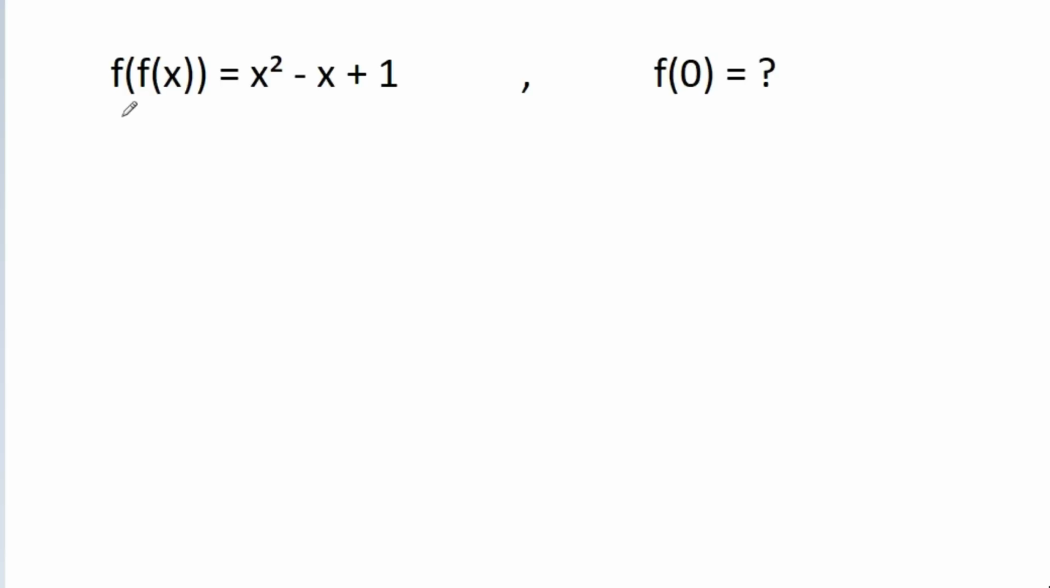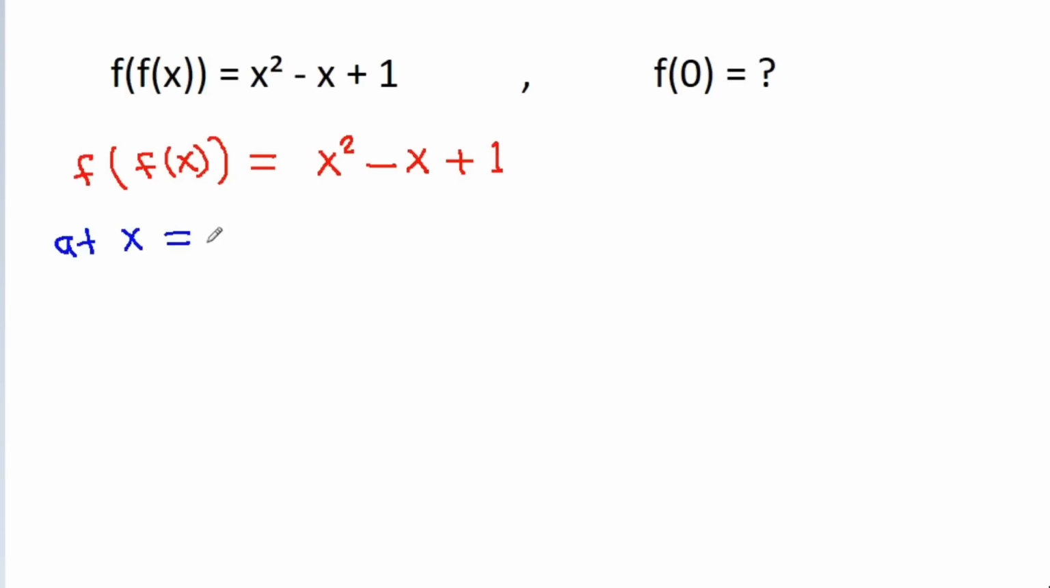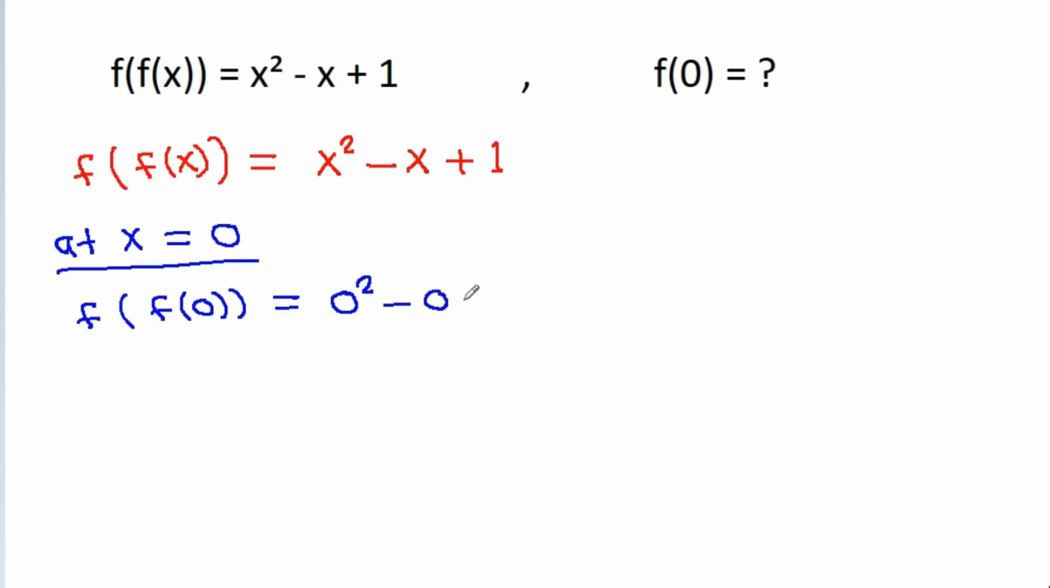In this video, we have given that f of f(x) is equal to x squared minus x plus 1. Then we have to find the value of f(0). So we have f of f(x) is equal to x squared minus x plus 1. And at x is equal to 0, f of f(0) will be equal to 0 squared minus 0 plus 1. That means f of f(0) is equal to 0 minus 0 plus 1, which will be 1.